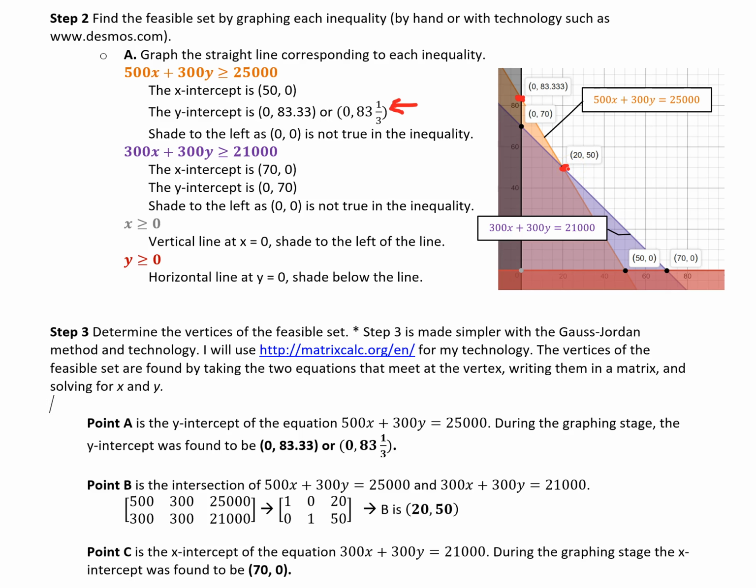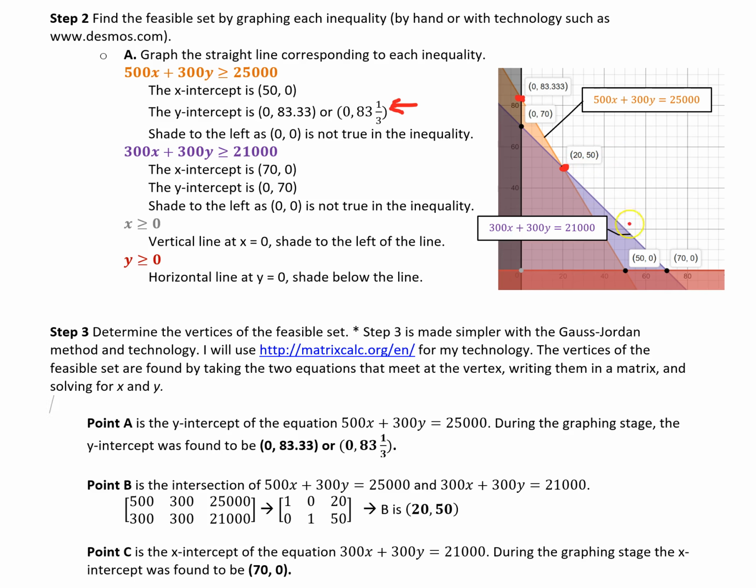Desmos is great for whole numbers and for decimal answers that have common decimal equivalencies, such as 0.33 being 1/3. But when you encounter a decimal that cannot easily be translated to a fraction, you're going to need matrixcalc.org or some other form of technology to find that exact point of intersection.